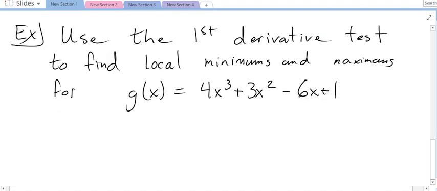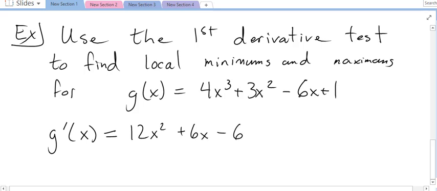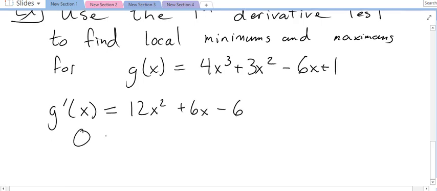So let's do a problem here where we'll use the first derivative test to find the local minimums and maximums for g of x equals 4x cubed plus 3x squared minus 6x plus 1. So the first thing I want to do is find the critical numbers for this function. So I'm going to start by taking the derivative and setting it equal to 0, because that's how we find those critical numbers. So g prime of x is going to be 12x squared plus 6x minus 6. We go ahead and set that equal to 0.